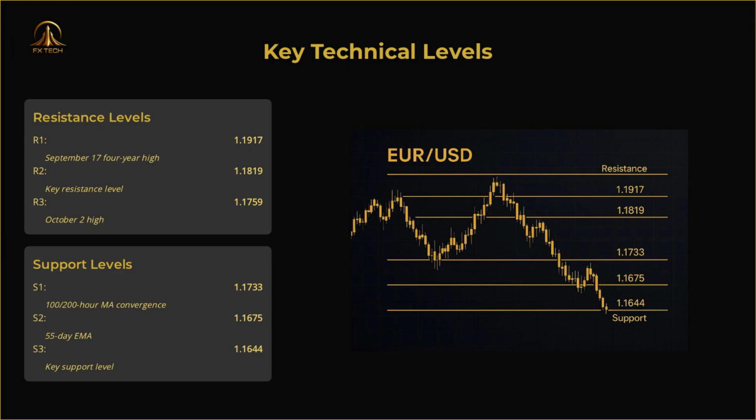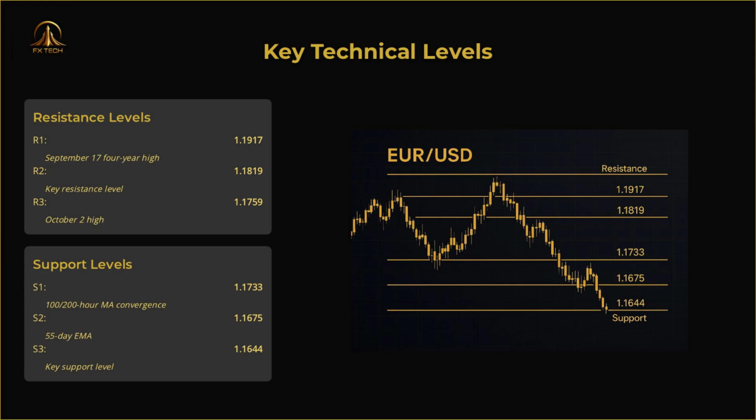For resistance, we have three critical levels. First, 1.1917, which represents the 4-year high reached on September 17th. This is a major psychological barrier that bulls will need to overcome for a significant upside breakout. Second, 1.1819 serves as a key resistance level that has repeatedly rejected upward movements. Third, 1.1759, the October 2 high, represents the most recent failed attempt at upward momentum.